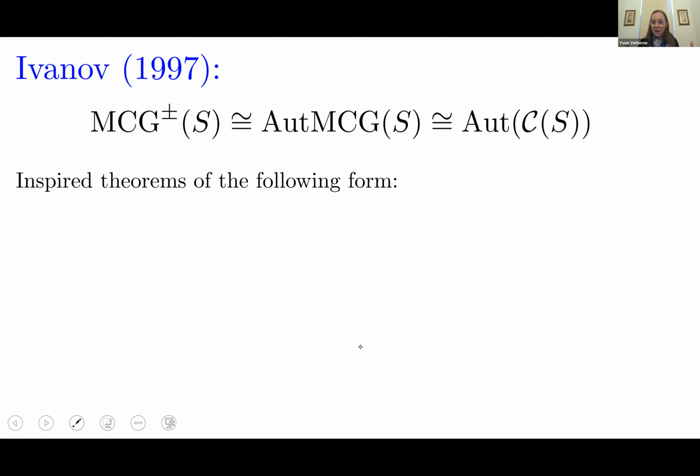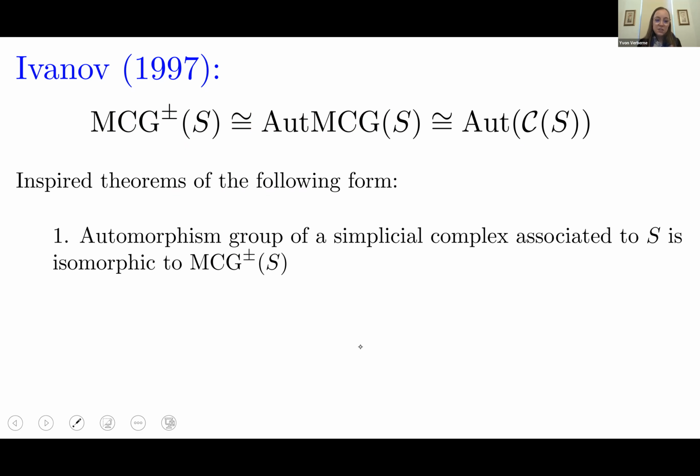So this theorem by Ivanov really inspired a lot of different theorems. And these theorems came in one of 2 flavors. So the first direction that people studied was they would look at automorphism groups of a simplicial complex which is naturally associated to a surface, and then show that it's isomorphic to the extended mapping class group. So this would correspond to showing that the extended mapping class group of a surface is isomorphic to the automorphisms of some simplicial complex. So you can see why people were inspired by this theorem that the automorphism group of the curve graph is isomorphic to the extended mapping class group.